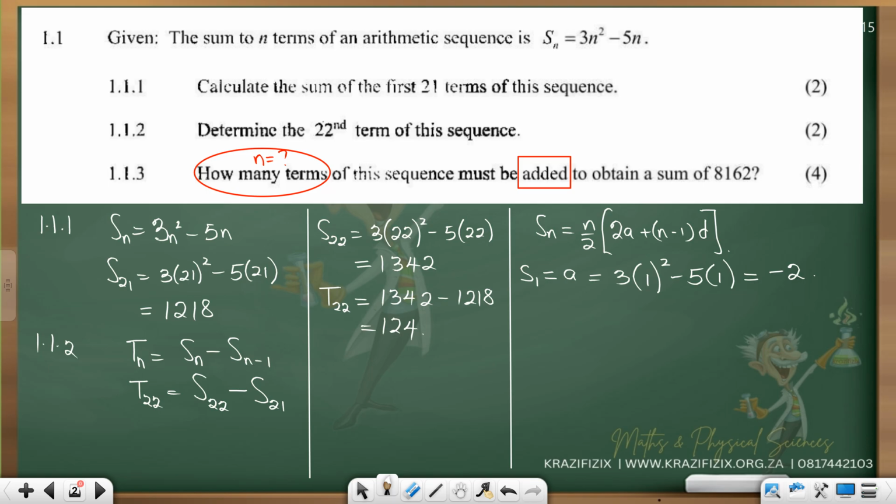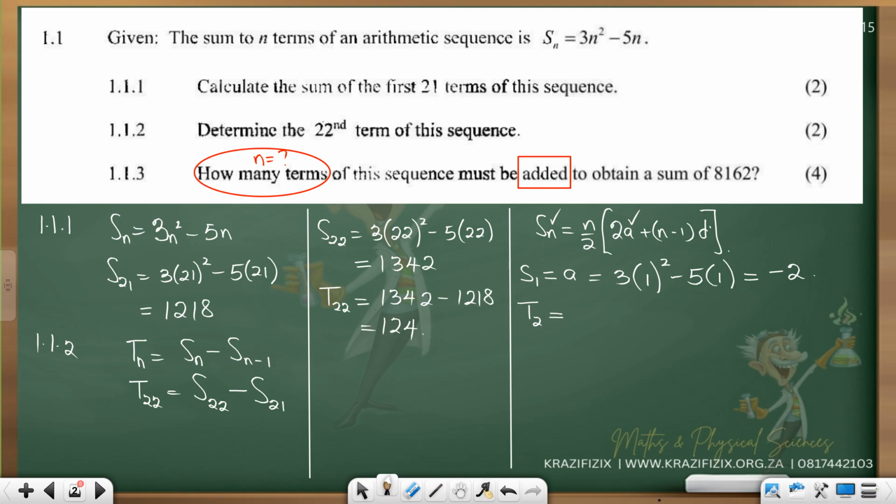Are we on the same page? So the S1 is a. Oh, so I have a already. Beautiful. I have Sn. I have a. I'm looking for n. What I don't have is my d. How do you think we can get d? What is d? d is the difference, right? T2 minus T1, or Tn minus Tn minus 1. If this is that, do you think I can get the second term?